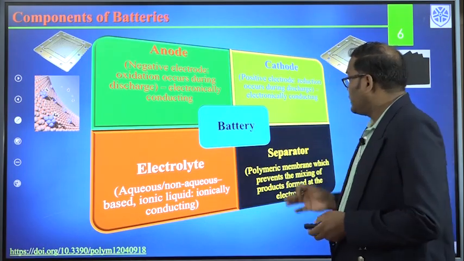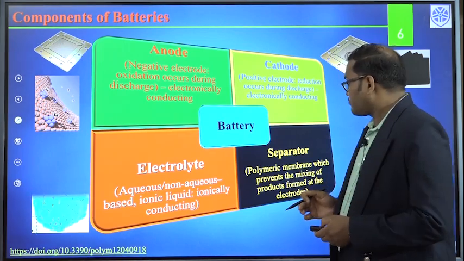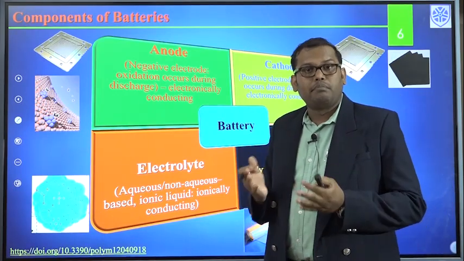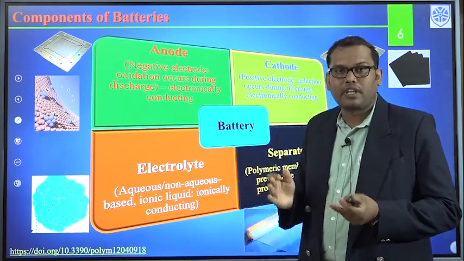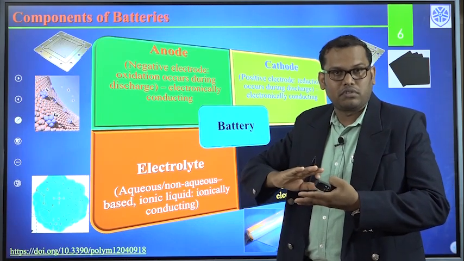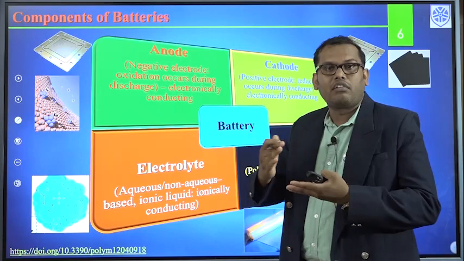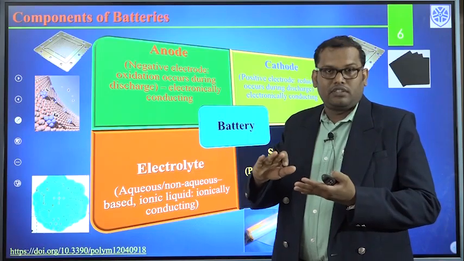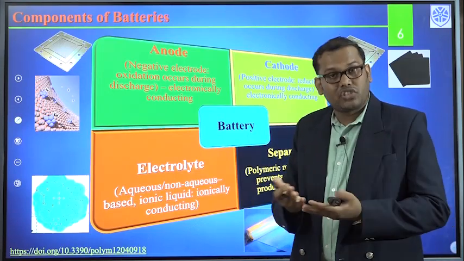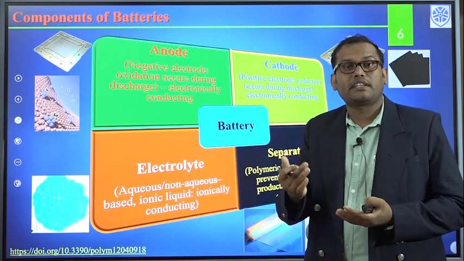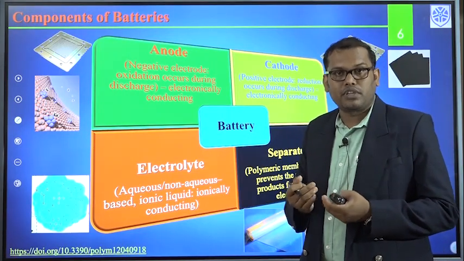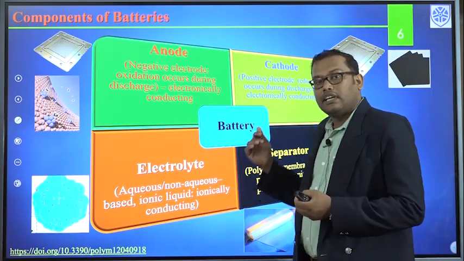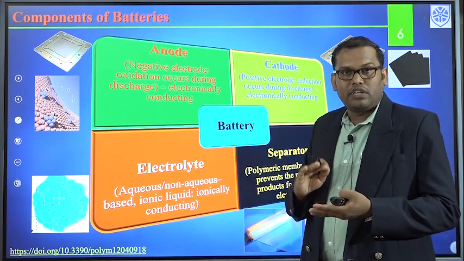What is the role of the separator? It prevents short circuiting between the anode and cathode. When you put the anode and cathode in sandwich mode, for example, with an electrolyte, be it liquid or semi-solid, you need a certain kind of insulating material, which is called the separator. It can be a plastic material, and it should have porosity, it should be very porous, so that through the pores the ions can move. So the separator's role is to prevent short circuiting between anode and cathode.